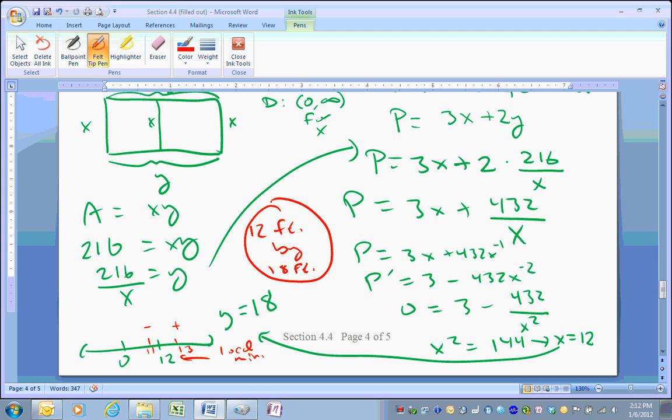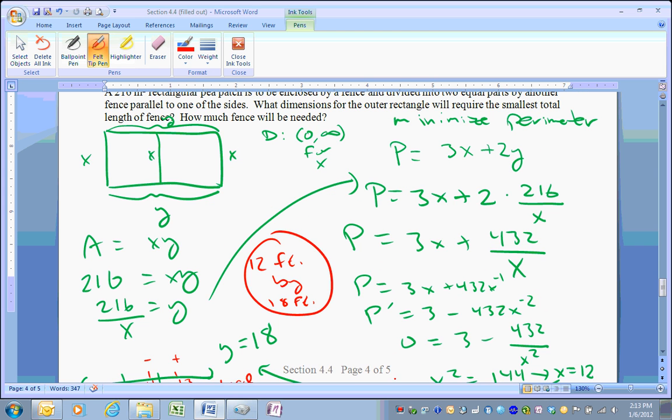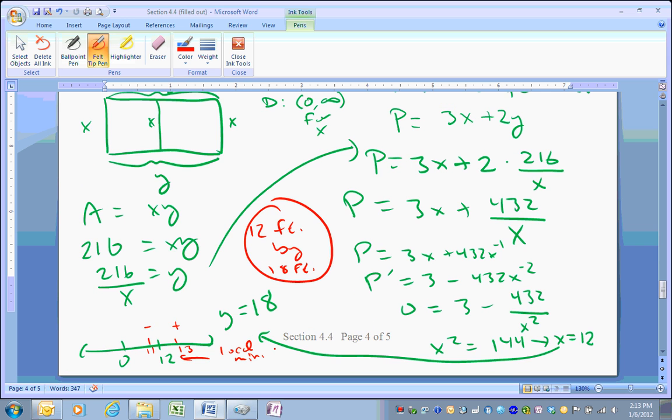You guys arrive at an answer yet? Yeah, 12 by 18. Exactly. So the domain is from 0 to infinity, so still an open interval. Here's our perimeter, or whatever you want to call it, the total amount of fence used. Substitute. We take the derivative. You get negative 432 x to the negative 2.